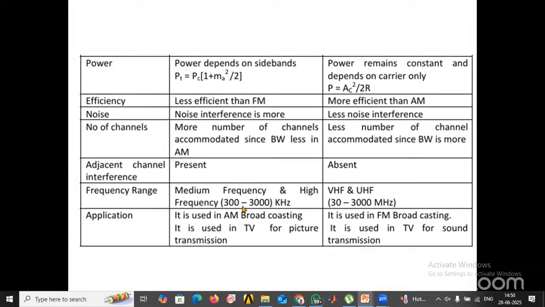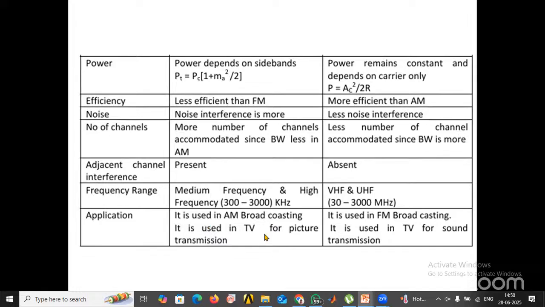The frequency range is 300 to 3000 kHz, up to 3 MHz only is what we use for AM. Whereas in case of FM, it is up to 3 GHz. VHF and UHF, that is very high frequency, we use.